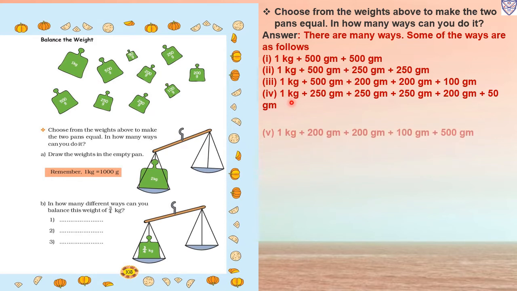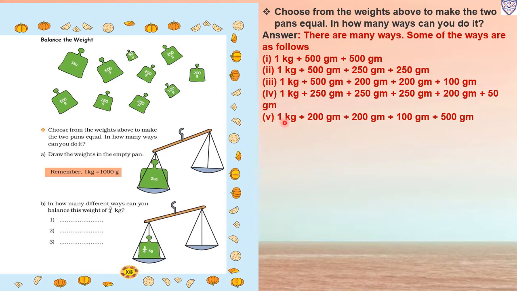Now fifth option, 1 kg plus 200 gram plus 200 gram plus 100. So 200, 200, 400 plus 100, that is 500 plus 500, so it will become 1000 gram, which is equal to 1 kg. So 1 kg plus 1 kg, 2 kg.